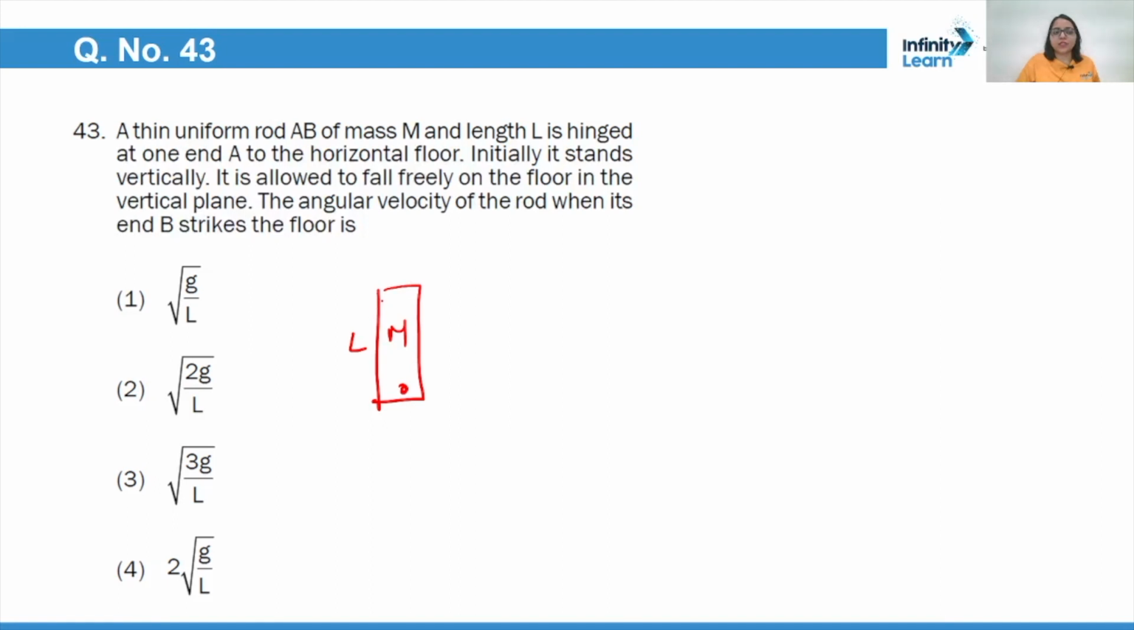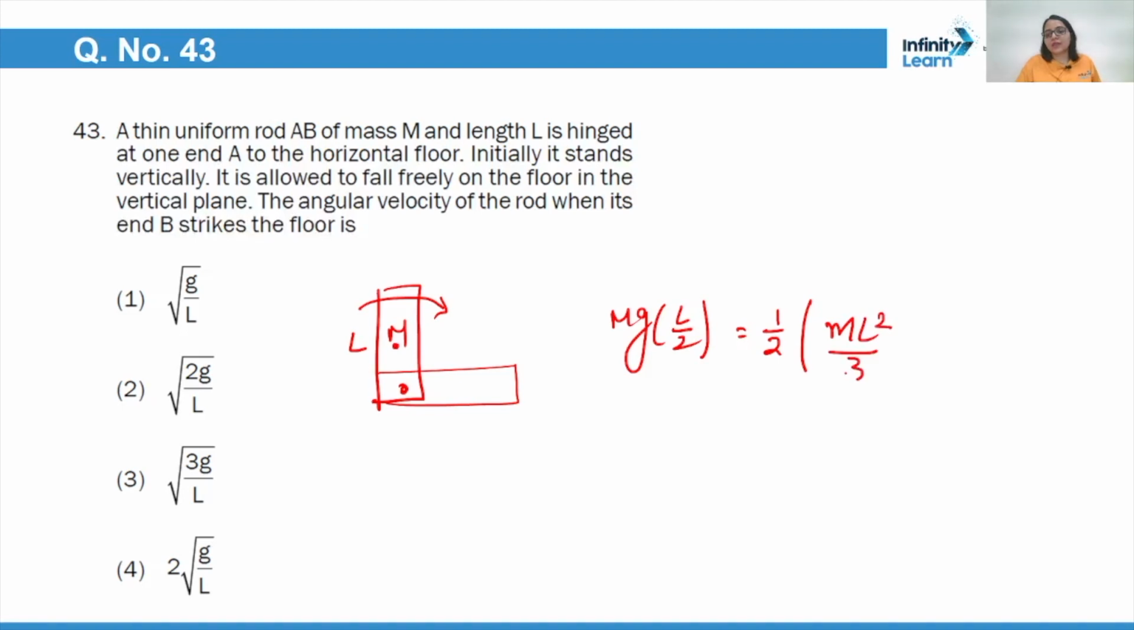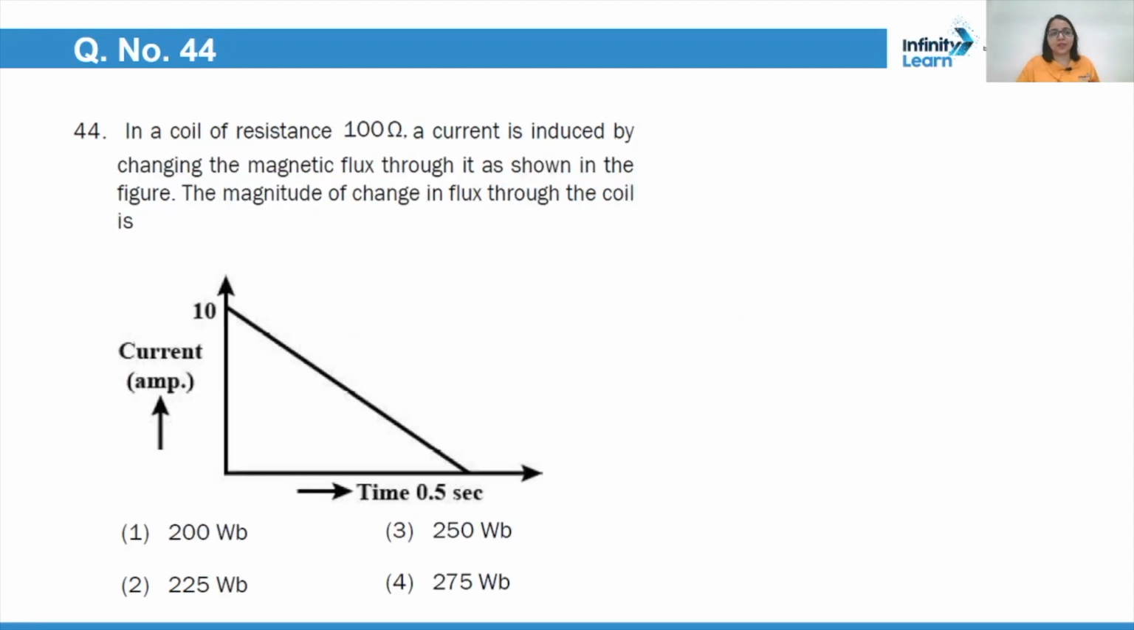Initially it stands vertical. It is allowed to fall freely on the floor in the vertical plane like this. So it will be here after some time. What is the angular velocity of the rod when its end B strikes the floor? So loss in potential energy, which is mg into L by 2, will be gain in kinetic energy, which is half I omega square. So I is mL square by 3 into omega square. So after solving this one, you'll get omega as under root 3g upon L.